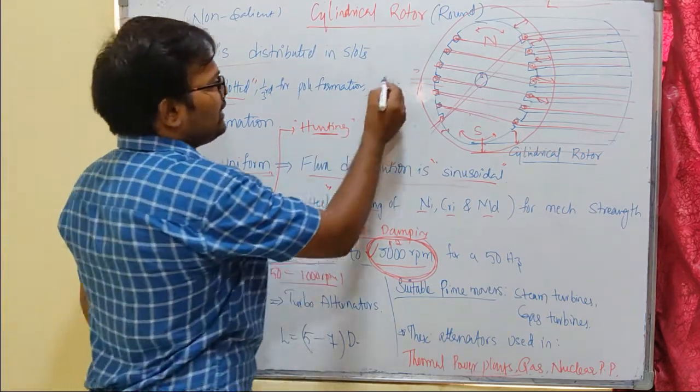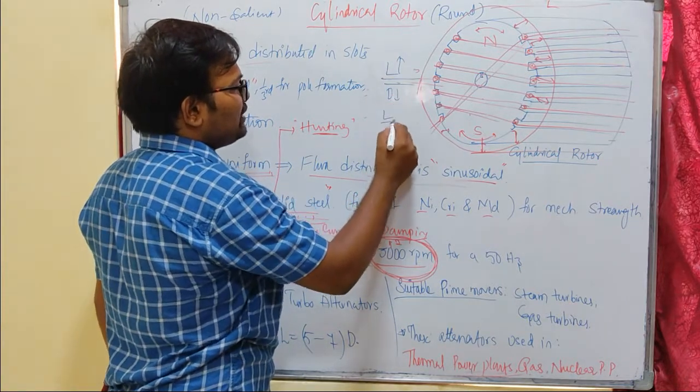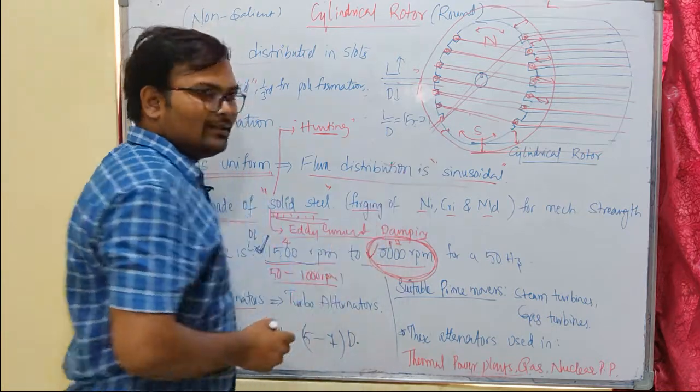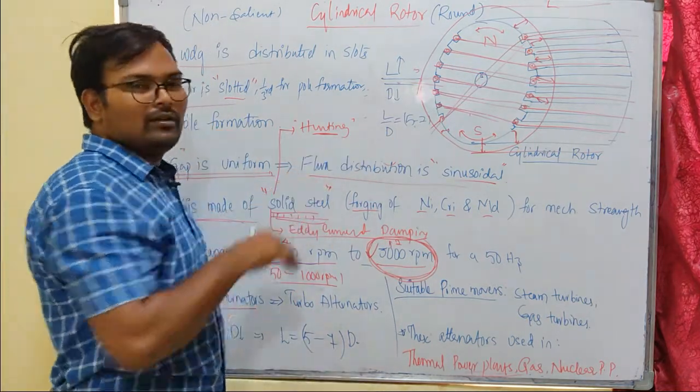But in the case of cylindrical, you will have more length compared to diameter. The length to diameter ratio is in the order of 5 to 7. The length is 5 to 7 times the diameter. The length is more in the case of cylindrical.